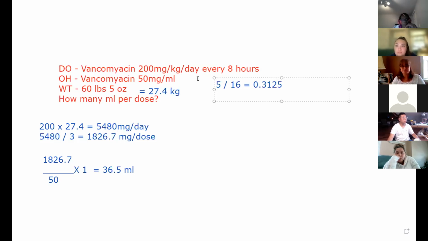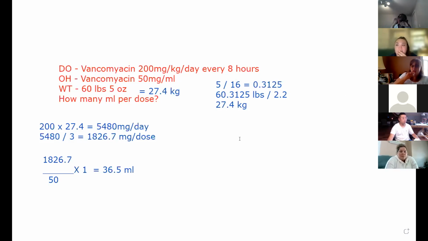So then my weight is now 60.3125 pounds. And then I'm going to divide that by 2.2. And I'm going to get 27.4 kilograms. That makes sense, Elda? Yes, I forgot pounds to kilograms. Oh, you can never forget that. Sorry. That's okay. Don't be sorry. This is how we learn.